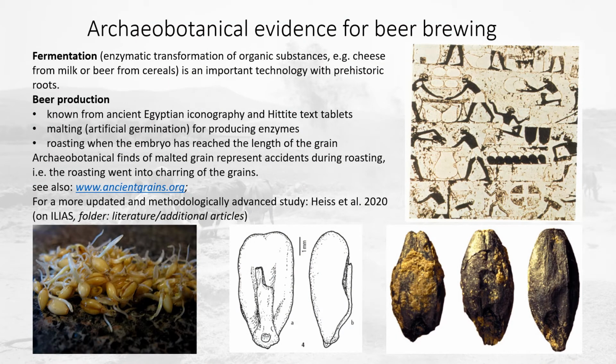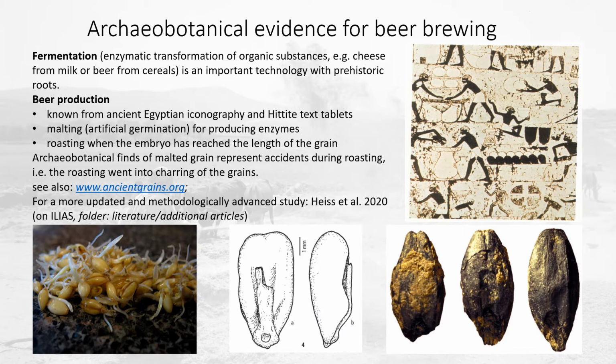An important technology with probably prehistoric roots is fermentation, that is, the enzymatic transformation of organic substances, as in producing cheese from milk or beer from cereals. Beer production is known from ancient Egyptian iconography and from cuneiform text tablets, and required the knowledge of specific techniques. In case of beer production, the malting of cereals, that is, bringing them to germinate, was necessary in order to produce the enzymes that would support fermentation.